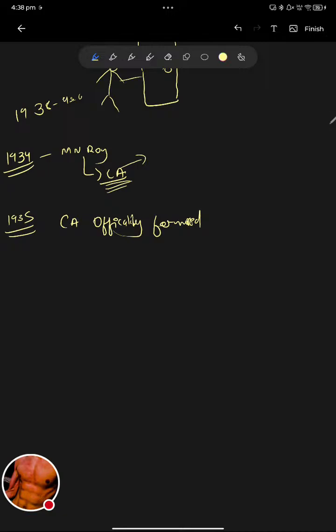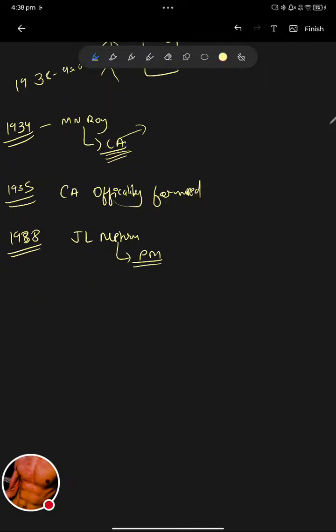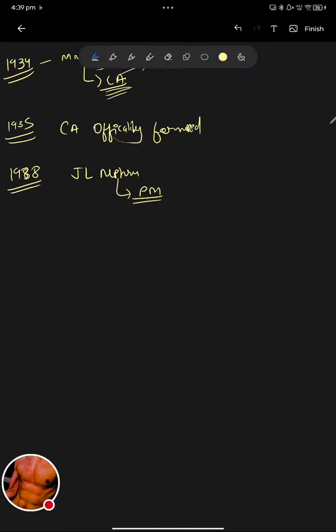Now, after forming the Constituent Assembly, there is a popular figure in India, Jawaharlal Nehru, the first Prime Minister of India. At the time of 1938, our independence came in 1947. In 1938, he told India that they wanted to hold this election.